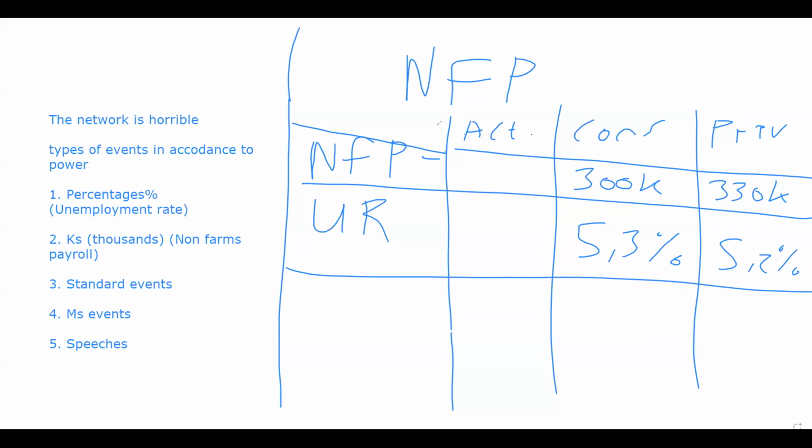Anyways, we're continuing. So now this is our table. We have NFP, which is non-farm payroll. The previous is at 330,000. The cons is at 300,000. What this means is if the actual comes out greater than the cons for the K event, it's a buy. If the actual comes out below, apologies, it has broken there. If the actual comes out above 300,000, it's a buy. If the actual comes out below 300,000, it's a sell, right?